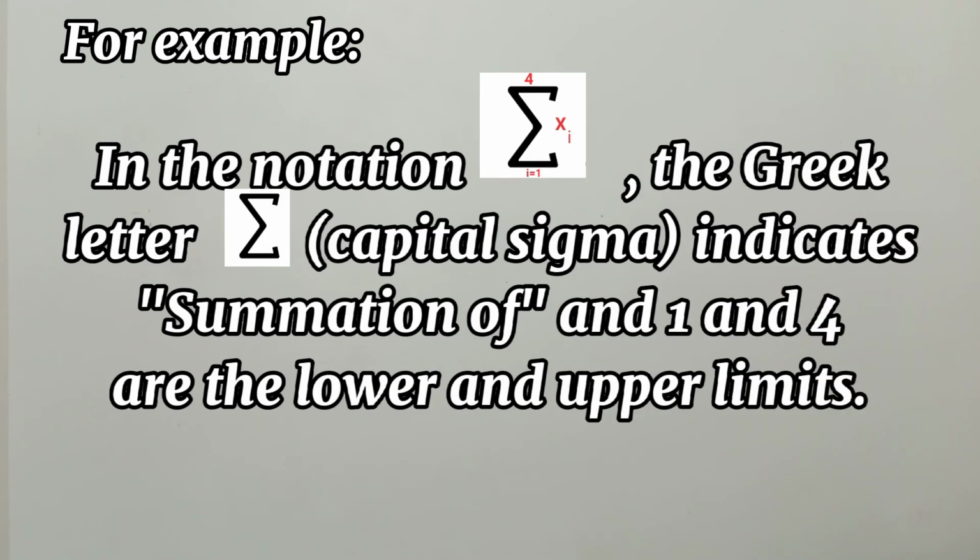For example, in the notation summation of x sub i from i equals 1 to 4, the Greek letter is the capital sigma. It indicates summation of, and 1 and 4 are the lower and upper limits respectively.